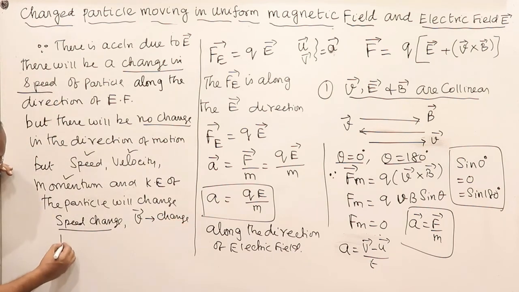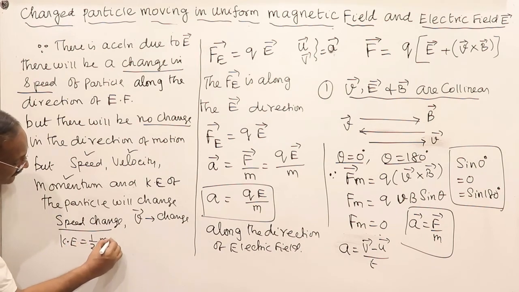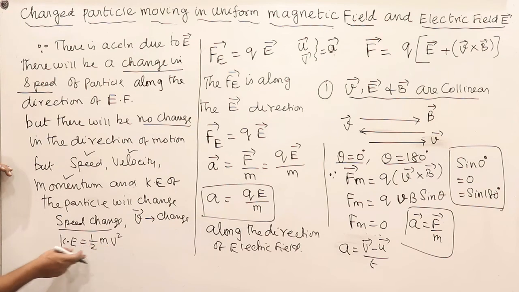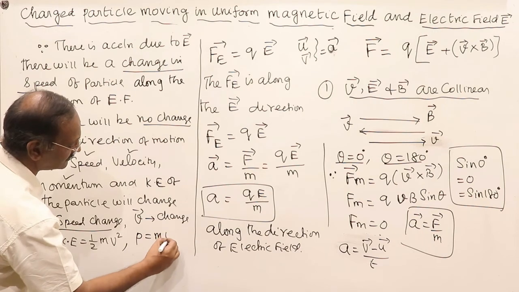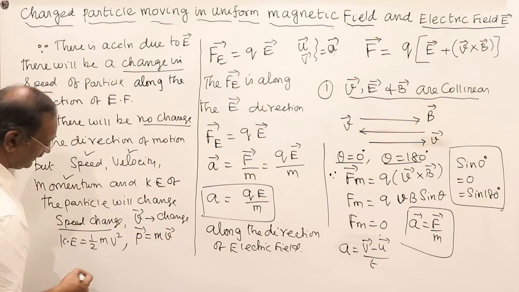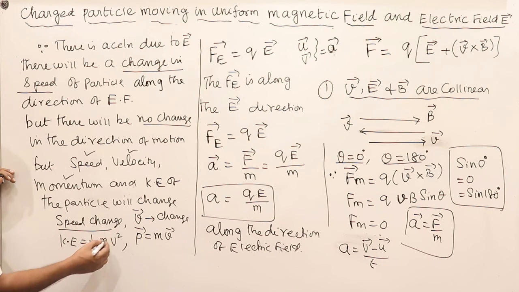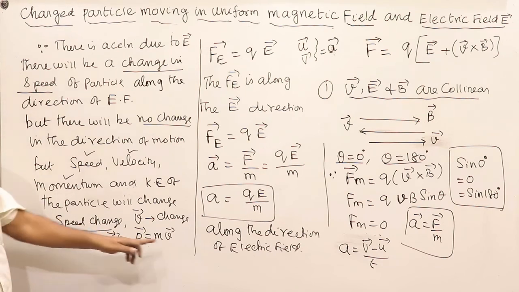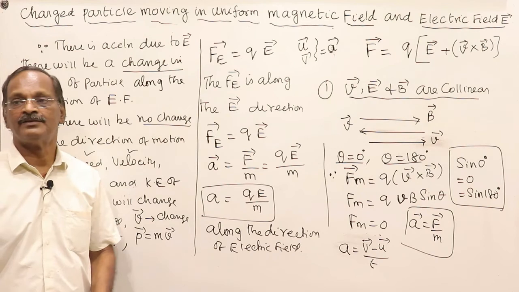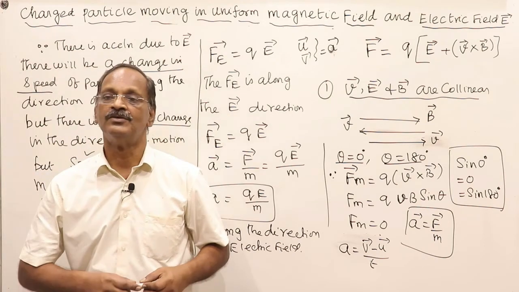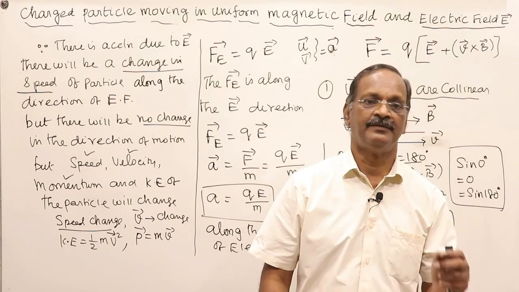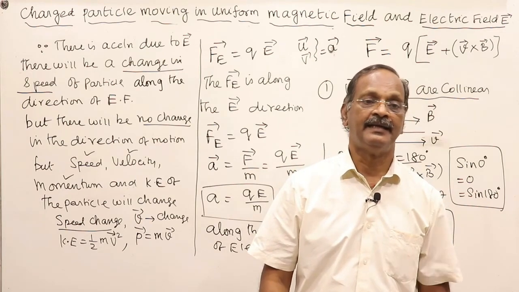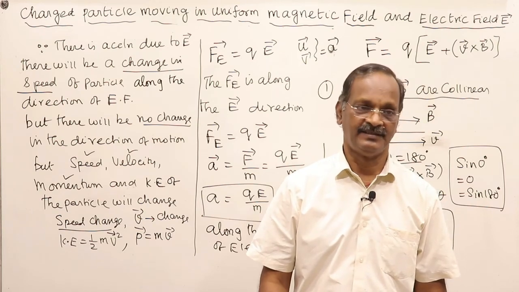Kinetic energy is equal to half m into velocity square. If velocity is changing, this will also change. Then momentum is equal to mass into velocity, in vector form. If velocity is changing, momentum will also change. So we can conclude there will be no change in the direction of motion of the charged particle, but speed, velocity, momentum and kinetic energy of the charged particle will change.